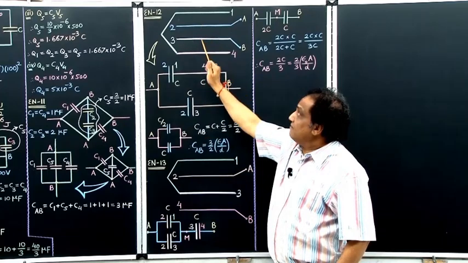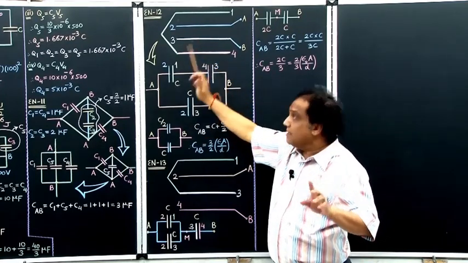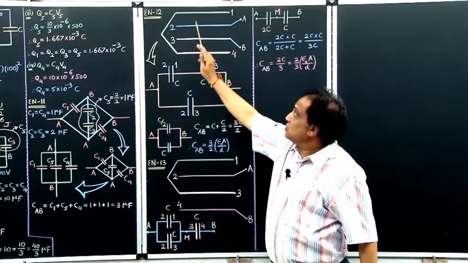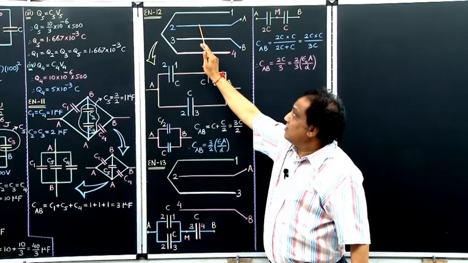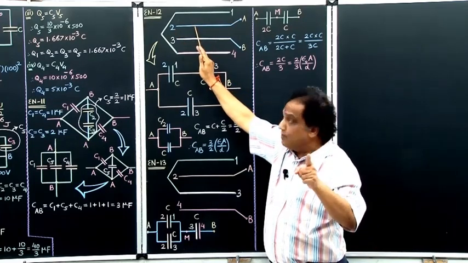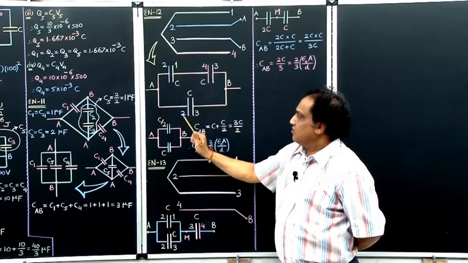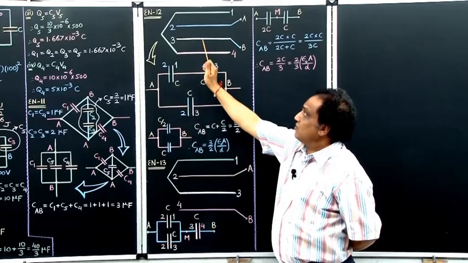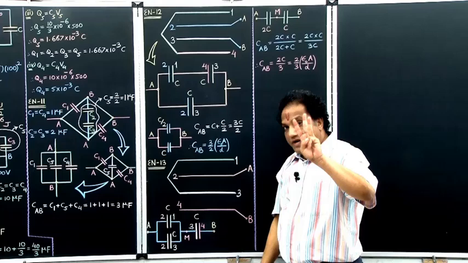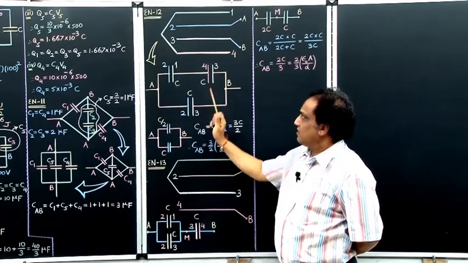But the intermediate plates have upper and lower face which are getting charged. Then we have to consider both the faces, upper also, lower also. So there are 2 faces of plate number 2, upper and lower, and so plate number 2 will come twice. Look here, plate number 2 is coming twice. Similarly, we are going to consider upper and lower face of plate number 3. That's why plate number 3 will come twice. Look, plate number 3 is also coming twice.